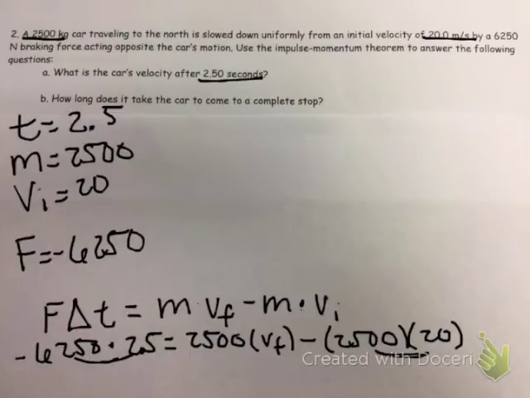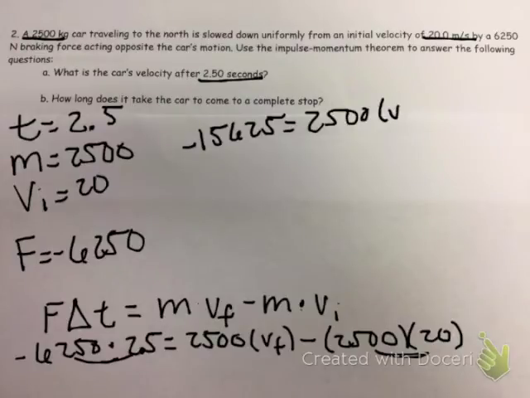That is negative 15,625. Okay, and that's going to equal 2,500 times your velocity final. And what was 2,500 times 20? That comes out to 50,000. Okay, so we're going to minus 50,000.